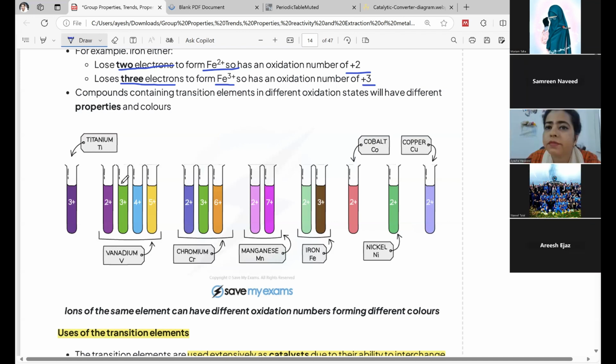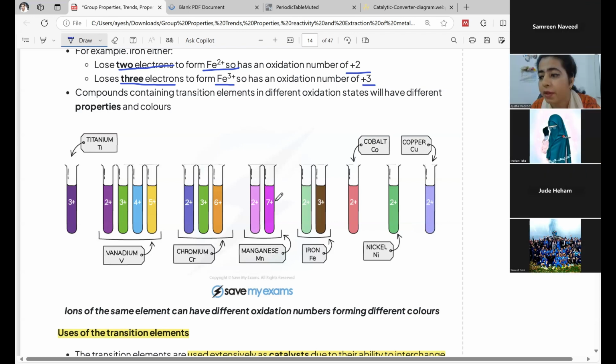Yes, so it can lose 7 electrons. Not vanadium, vanadium is not losing 7. Vanadium has only 4 possibilities, plus 2, plus 3, plus 4, plus 5. Manganese has 2 possibilities, plus 2 and plus 7 only, and both have different colors, light pink and dark pink. Chromium has 3 possibilities only, plus 2, plus 3, and plus 6. Iron has 2 possibilities, plus 2 is green, plus 3 is brown in color.